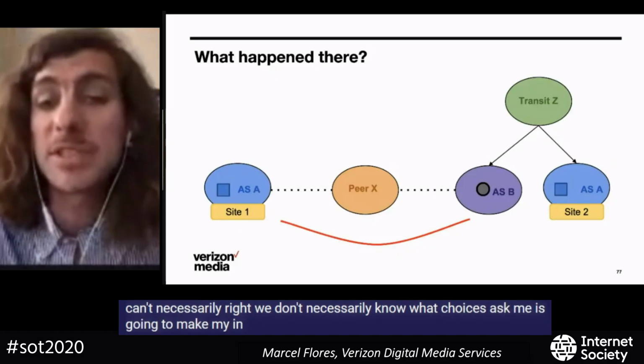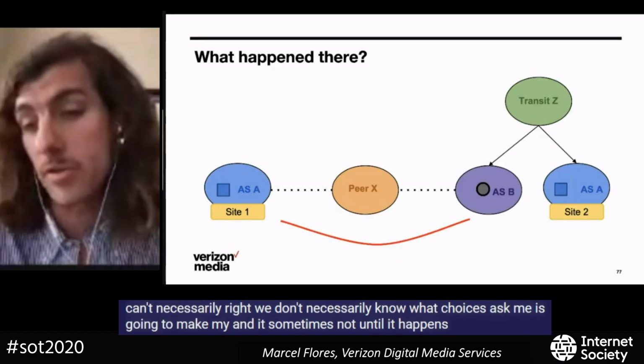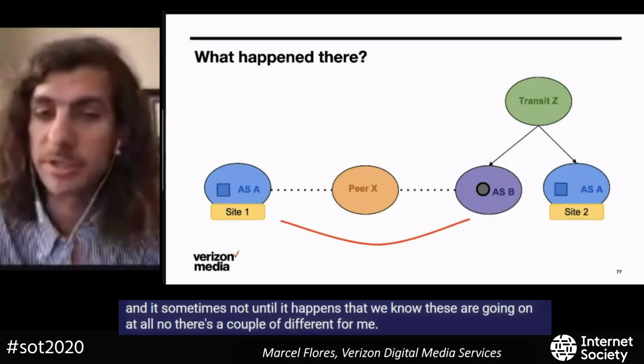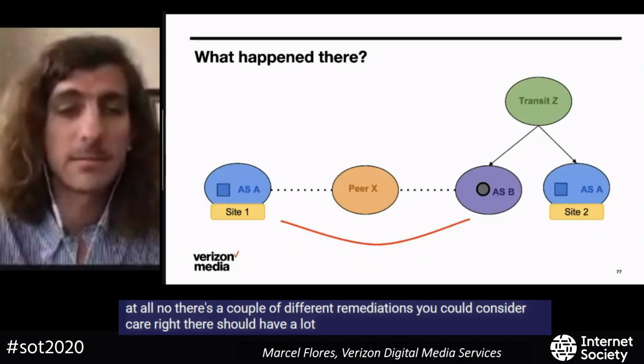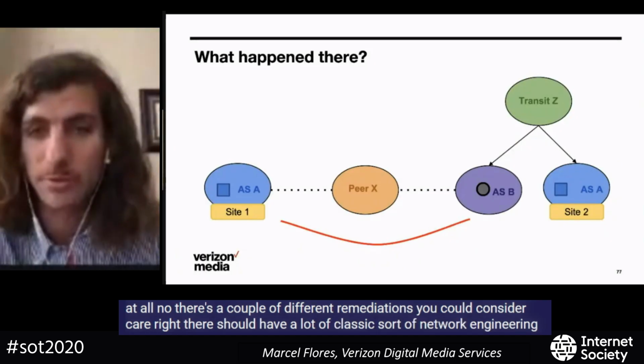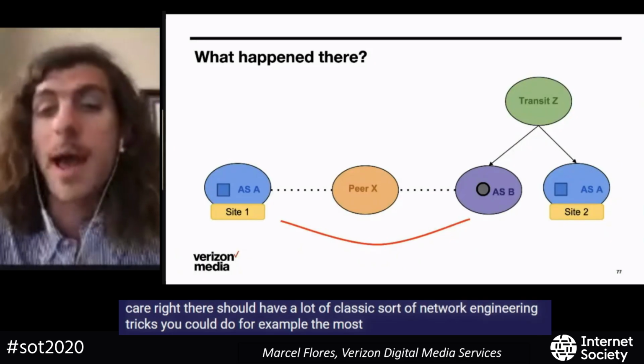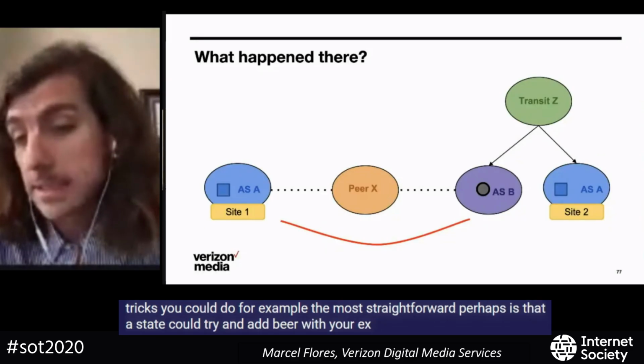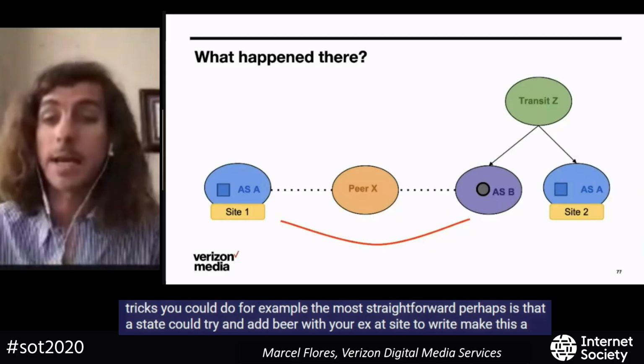And it's sometimes not until it happens that we know these are going on at all. Now, there's a couple of different remediations you could consider here. There are a lot of classic network engineering tricks you could do. For example, the most straightforward perhaps is that ASA could try and add peering with Peer X at site 2, right? Make this a sort of non-issue.